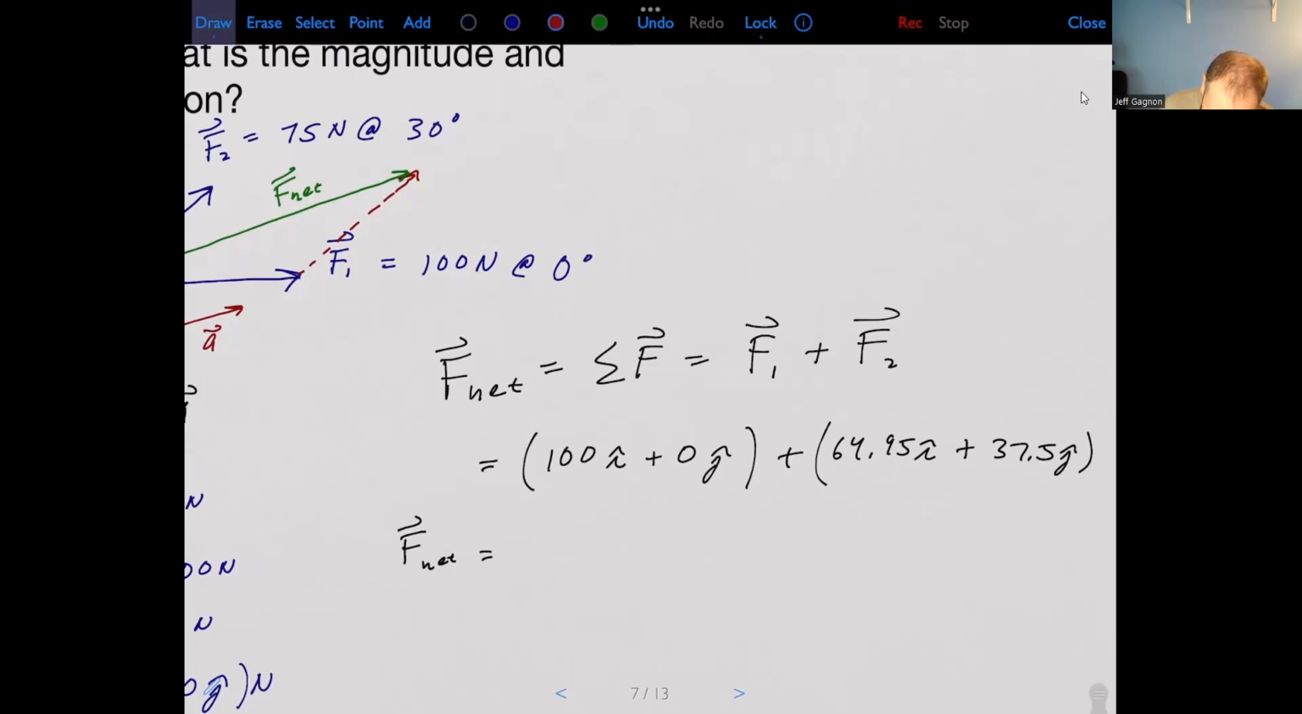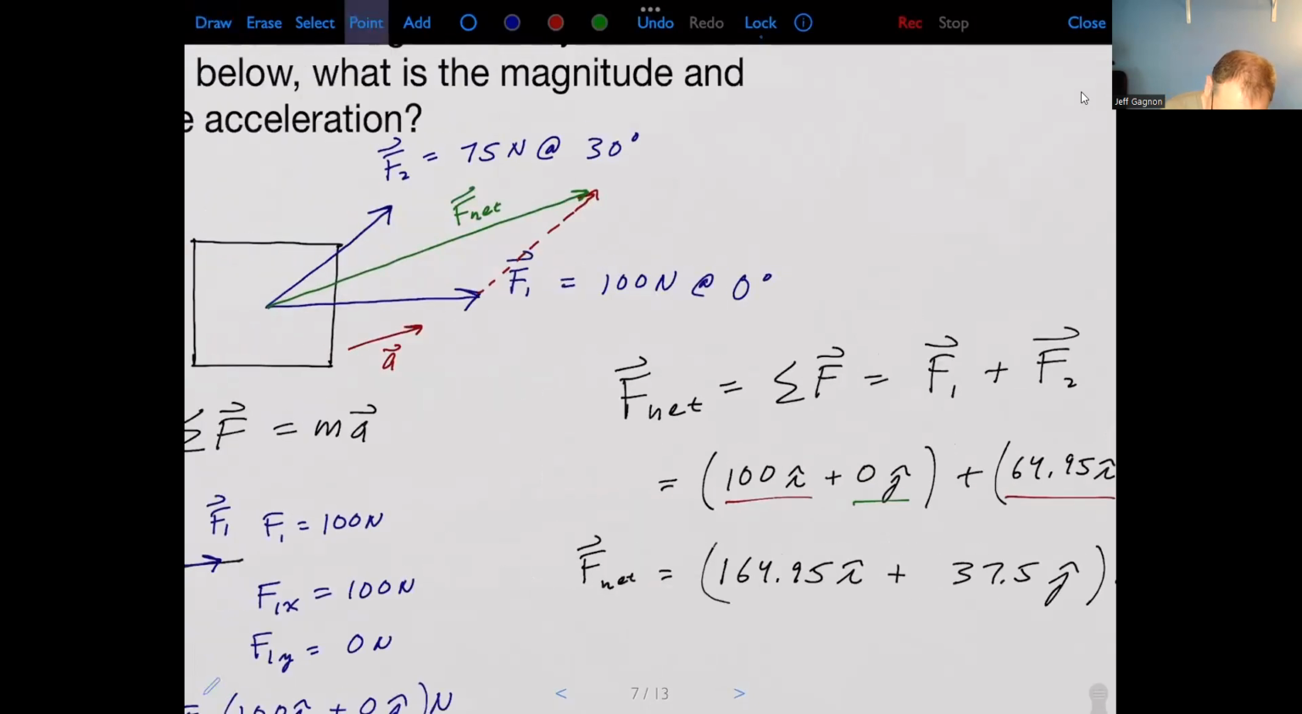remember I want to add the i hats together, right? The x components, which is the i hats. So I'm going to get 164.95 i hat plus, and then add the j hats together, the y components together. You could, remember, also do this in a table if you'd like. And that's going to be 37.5 j hat. So that is my net force. Now, what quadrant is it in? Well, since both are positive, it's the first quadrant. We already knew that because remember we drew a picture. We kind of estimated it. It's that green arrow right there.